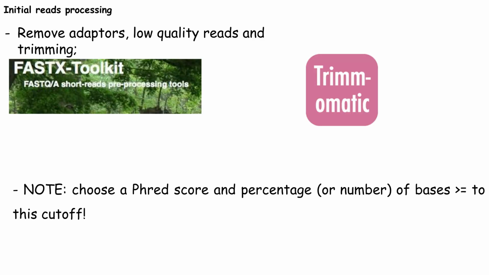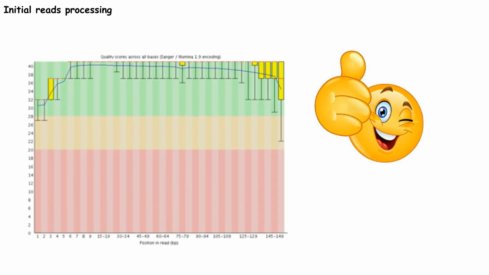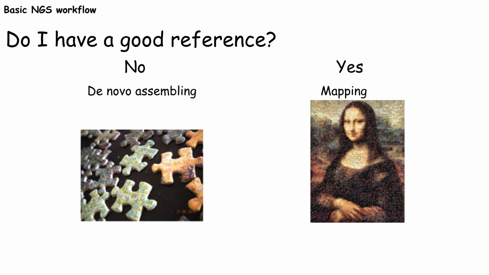During initial processing, we remove adapters, low-quality reads, and trim sequences using tools like FASTX toolkit and Trimmomatic. A crucial step is choosing a specific Phred score and percentage of bases as the cutoff for quality filtering. The goal of quality control is to achieve high-quality reads, as illustrated by the quality score distribution showing high quality across the read positions.